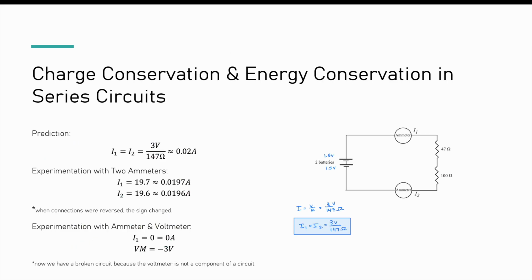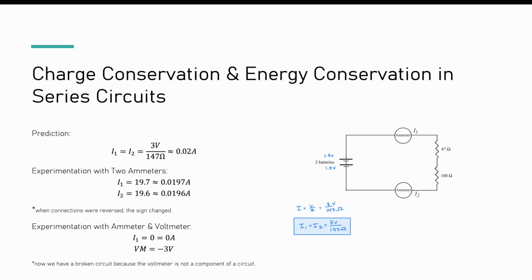Now, charge conservation and energy conservation in series circuits. We predicted that in the series circuit presented to the right, the currents I1 and I2, labeled on the right, should both equal about 0.02 amps, which is 3 volts, the total voltage, divided by the resistance of the two resistors, which equals 147 ohms. So this came out to about 0.02 amps.